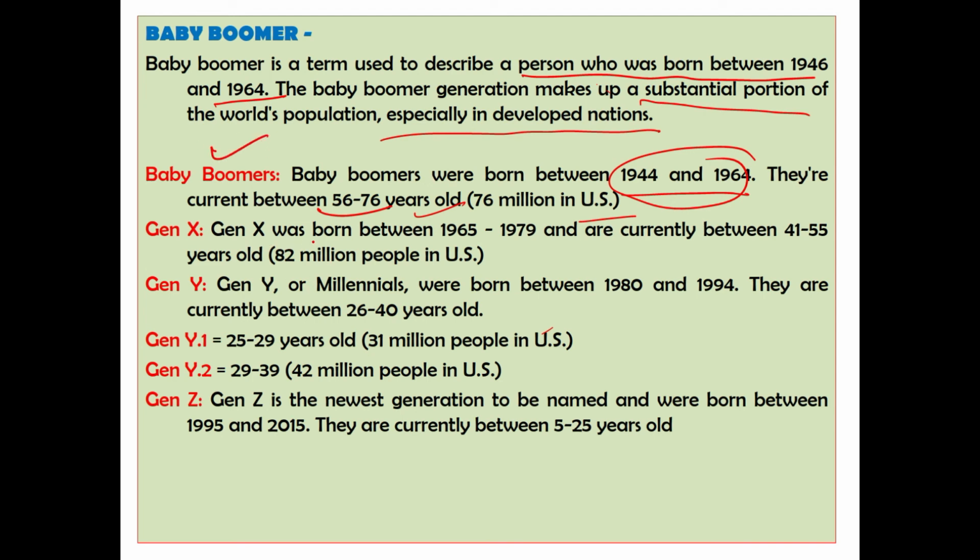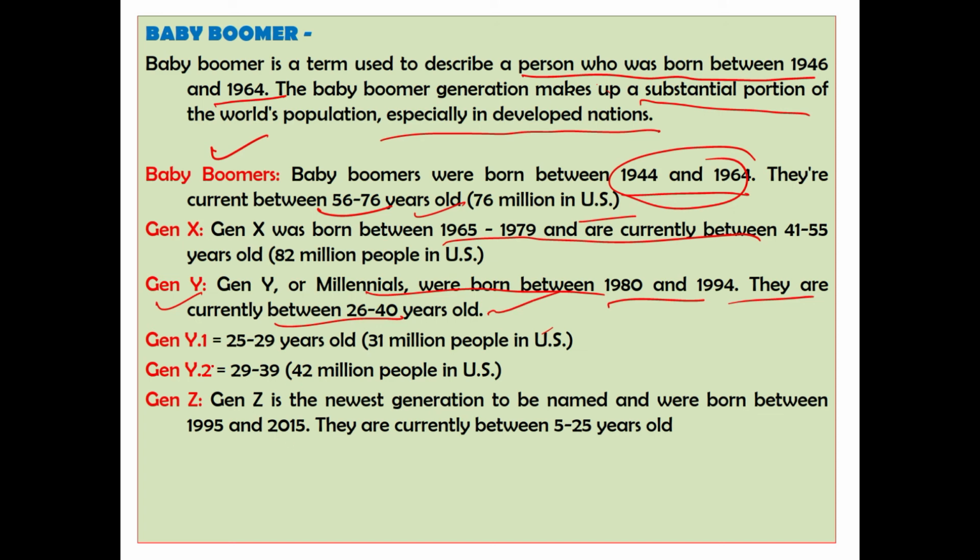Alright. Now comes generation X, those born between 1965 and 1979. At present they will be around 50 to 60. Then we have generation Y, the millennials, born between 1980 and 1994. Even I come in this. They are from 25 to 40 years old. So these are known as millennials or generation Y.